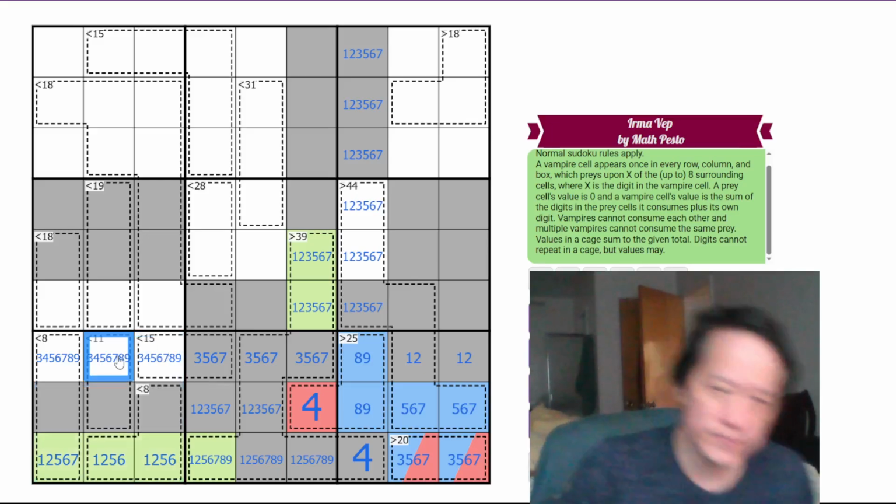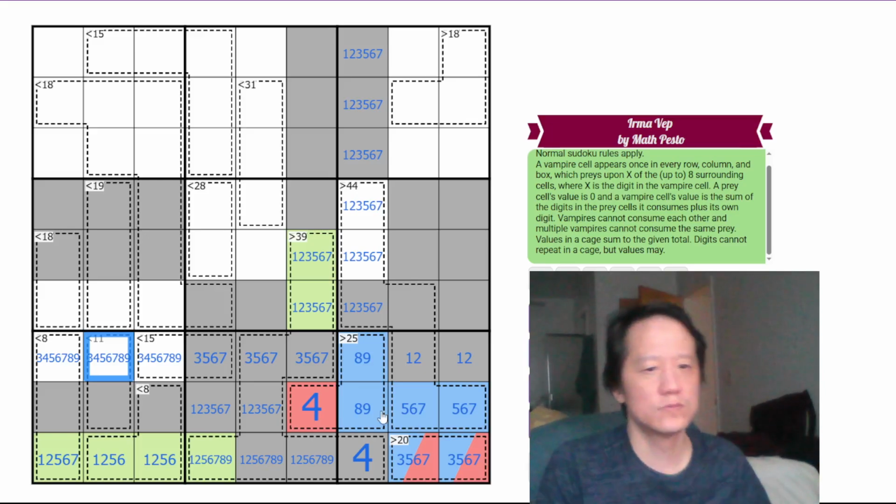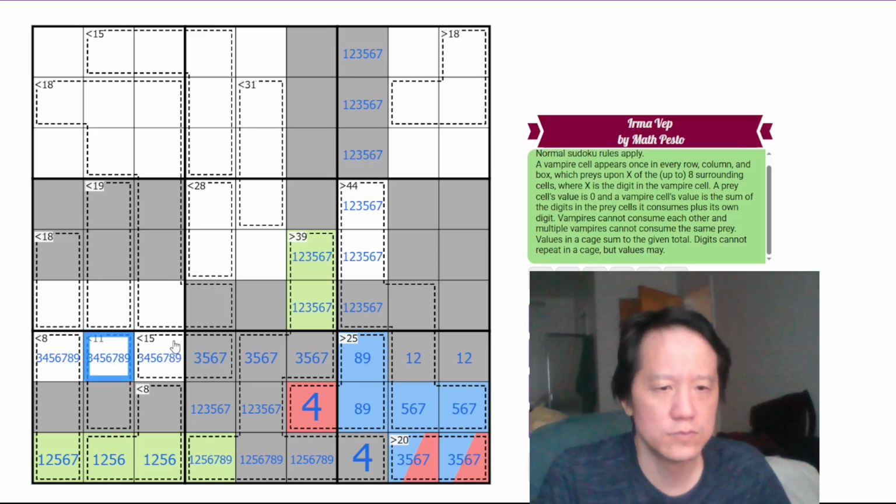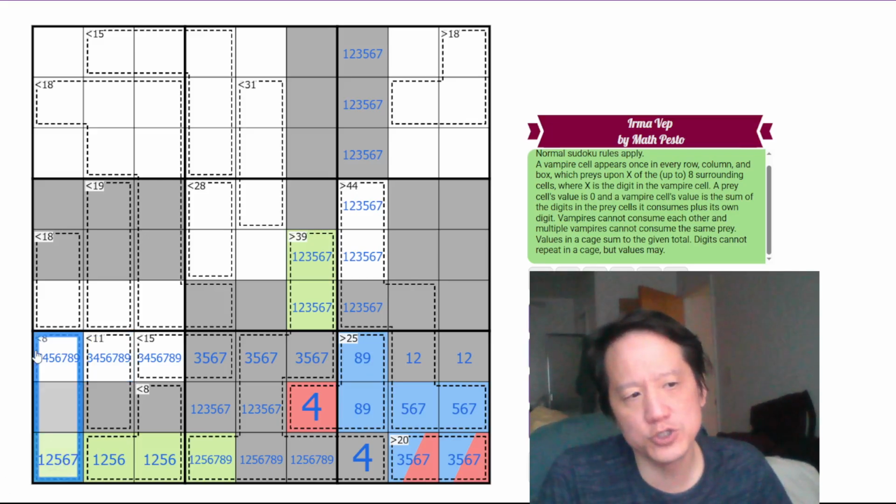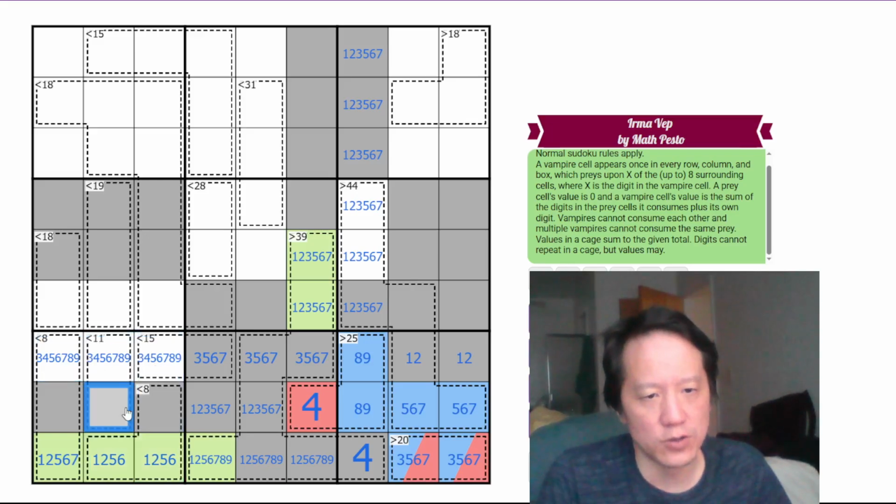So again, this can never be 1, 2 here. 1 of 1 or 2 is here, definitely. This could be a value of 0.